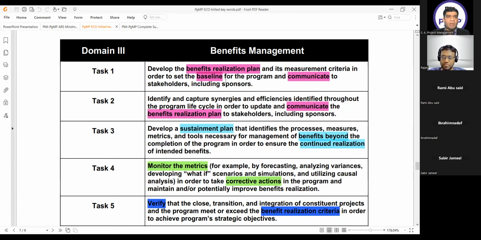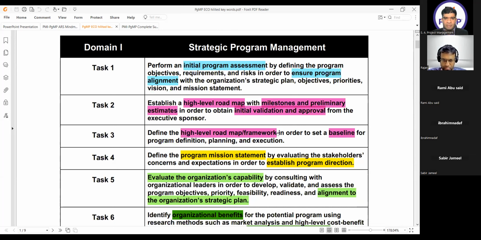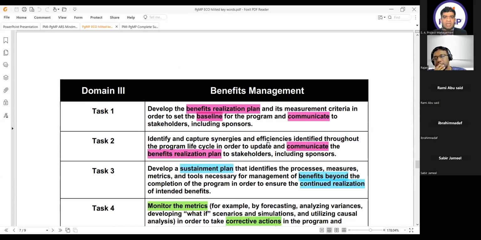Another baseline document was a high level roadmap in which we made the baseline for program initiation. Here, this one: define the high level roadmap in order to set a baseline for program definition, planning, and execution. So once it is talking about a baseline document, only 2 can be the options. If it is talking about definition, planning, and execution, it will be the high level roadmap. And for this, if it needs to give you the benefit realization plan, it should have the measurement criteria.